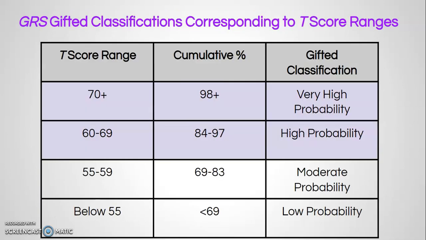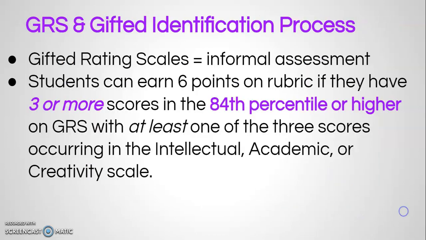Students who score in the 84th percentile or higher on GRS categories show high probability and very high probability of gifted classification. If students score in the 84th percentile or higher in at least 3 areas of the GRS, with at least one of those scores in intellectual, academic, or creativity, they can earn 6 points on our rubric.